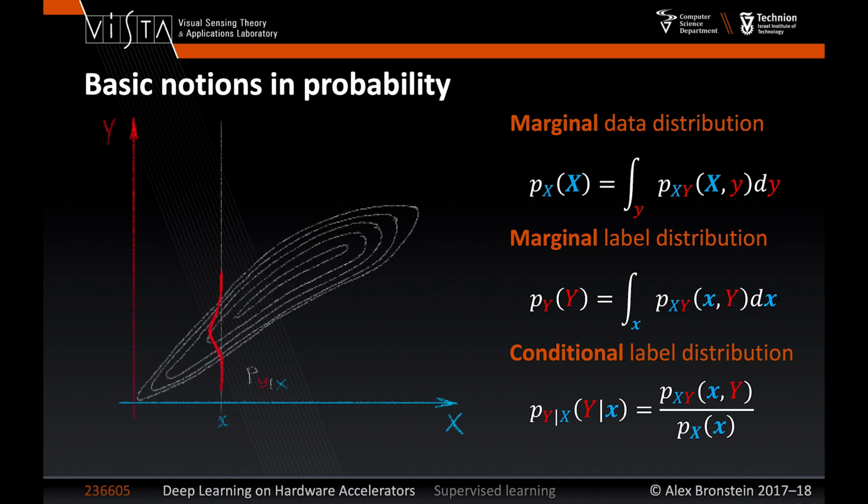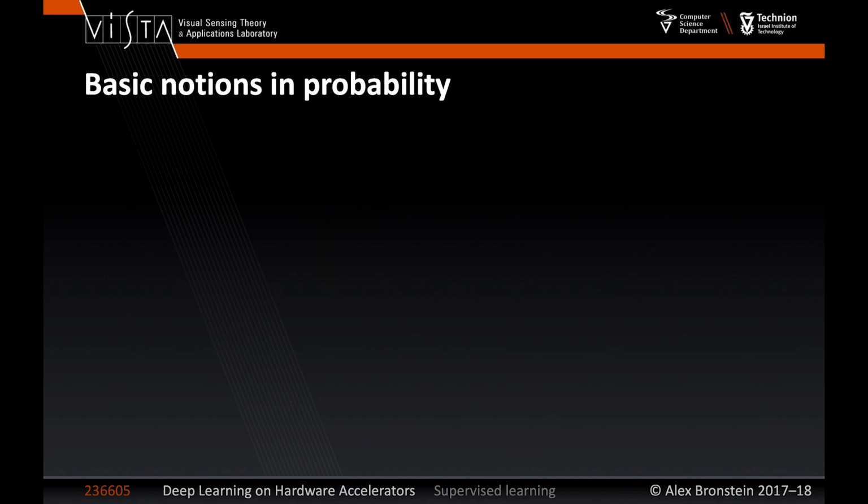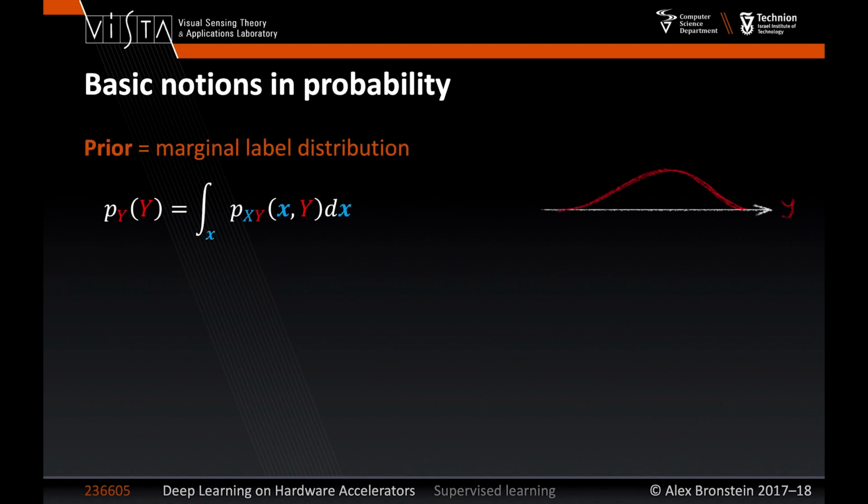Now, why do I care about conditional distributions? Why is this a useful tool? Because, as we certainly all know, this allows me to solve estimation problems. So suppose I have this marginal label distribution. It is called the prior distribution.